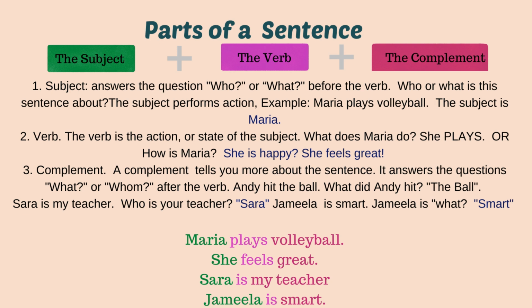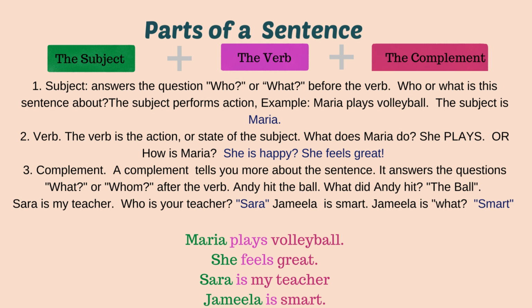Parts of a sentence. Parts of a sentence are the subject, the verb, and the complement. So, for example, I am teaching. The subject is I, the verb is am, the complement is teaching. You are learning. The subject is you, the verb is are, the complement is learning.